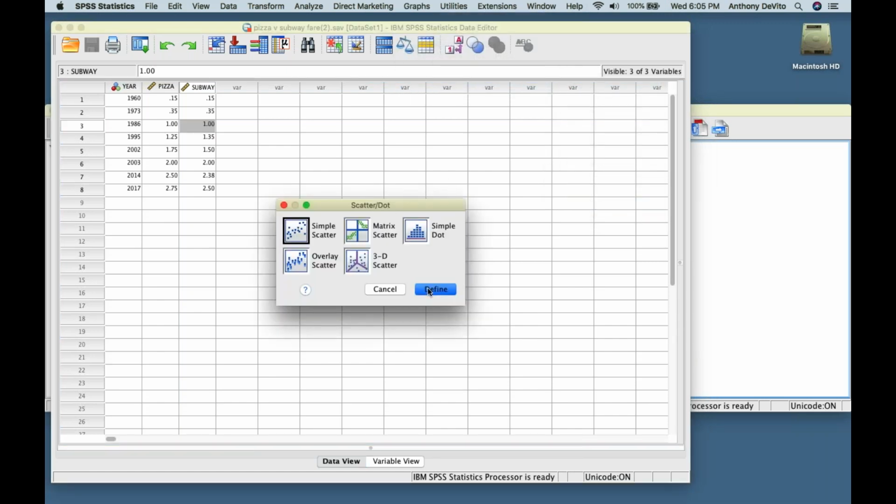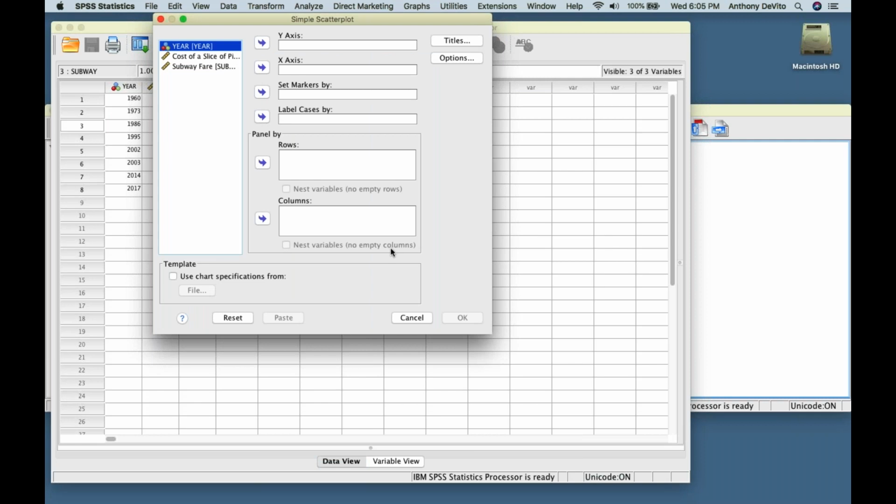And I'm going to say simple scatter dot. What it's going to do is allow me to input a variable for the x-axis and for the y-axis, and it's going to plot each associated point on an xy axis.